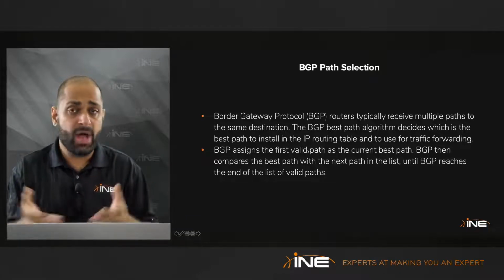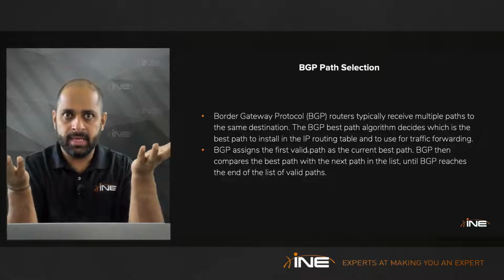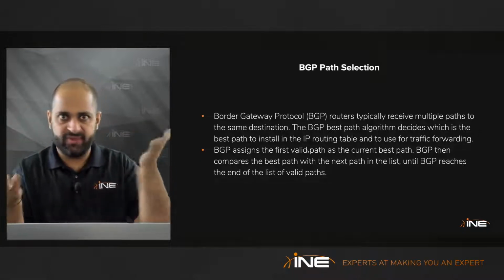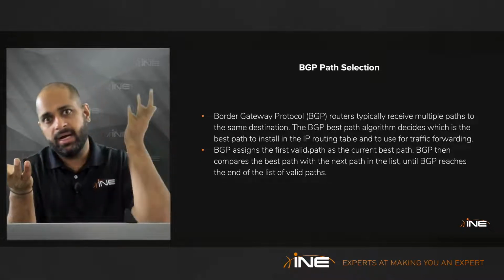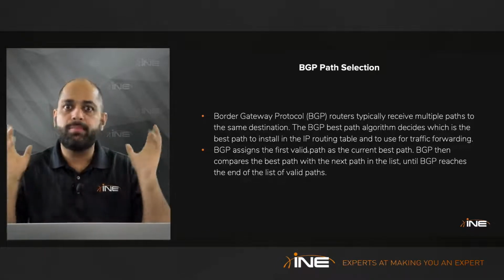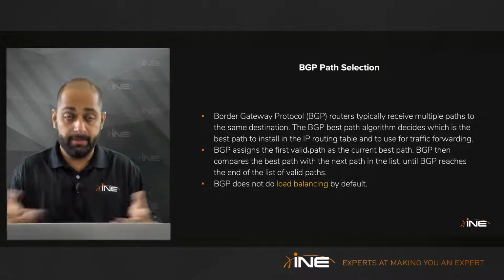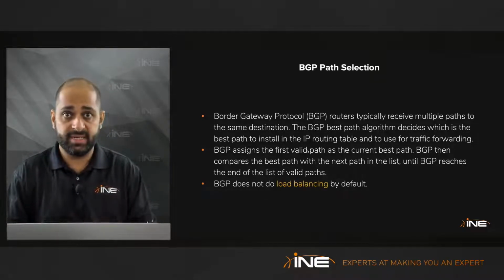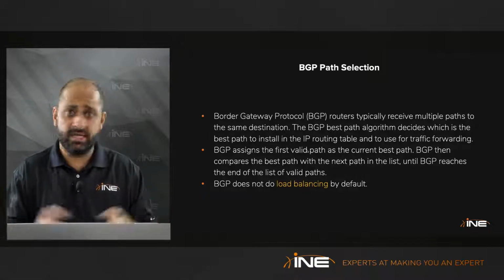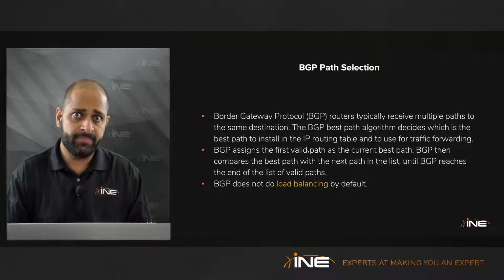Now if you had multiple paths, BGP will compare the first path with the second path. Whichever is the winner between the first and the second path would be put in the routing table. So it never puts both the paths in the routing table. BGP does not do load balancing by default. You can do load balancing if you want, but by default BGP does not do load balancing.